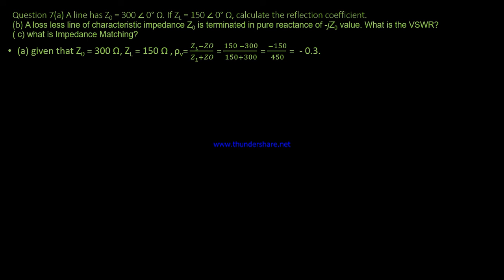The solution to A, given that Z0, which is the characteristic impedance, is 300 ohm, and the load impedance is 150 ohm. We have the reflection coefficient to be ZL minus Z0 over ZL plus Z0. So if we substitute the values given in the question, we have 150 minus 300 all over 150 plus 300, which eventually gives us minus 0.3. Therefore, in a lossless line where the resistive load is less than the characteristic impedance, the reflection coefficient is negative.